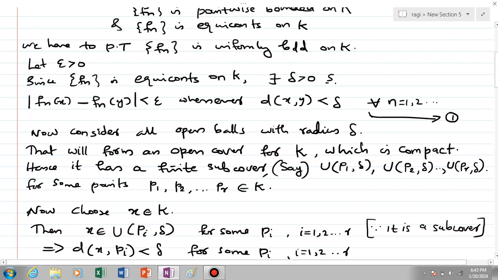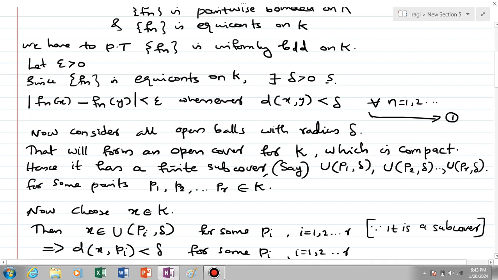Now consider all open balls with radius this delta. That will clearly form an open cover for K, and we know K is compact, so it has a finite subcover. Say U(p1, delta), U(p2, delta), etc., U(pr, delta) for some points p1, p2, etc., pr in K. That is, there are some finite number of balls whose union can cover K.